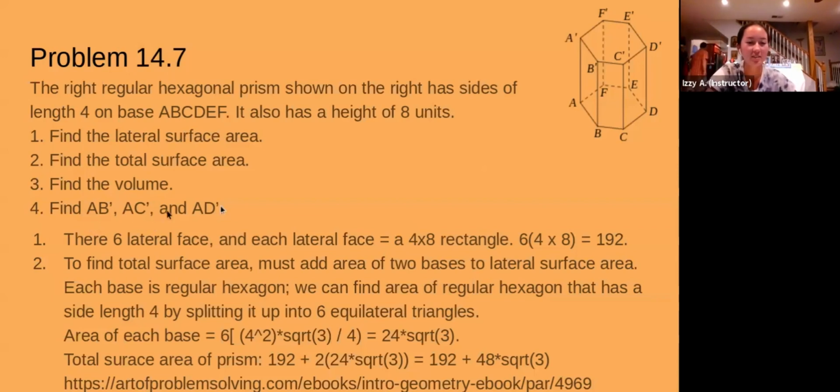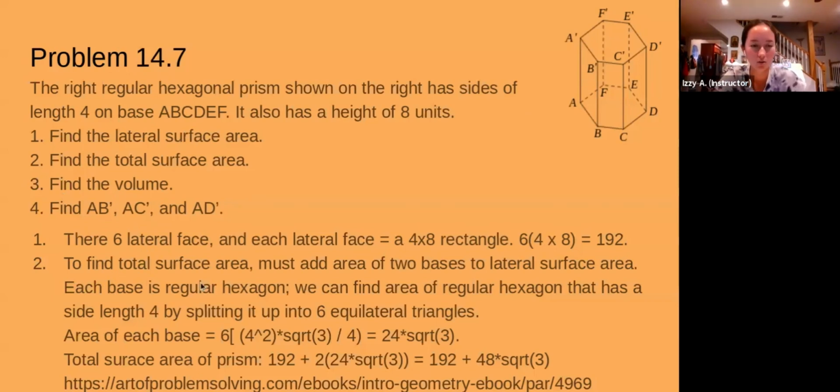Okay, so there are 6 lateral faces, and each lateral face is going to be a 4 times 8 rectangle. So then what you would have done is 4 times 8, which is 32, and then you would multiply 32 by 6, and then you would get 192. And so, okay, that's lateral surface area, sorry. Next we have the total surface area.